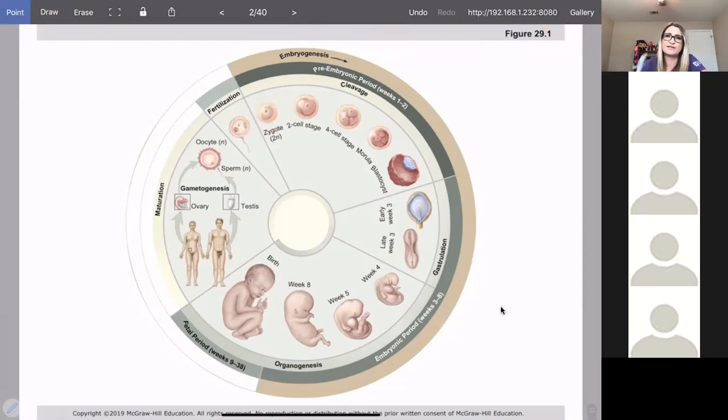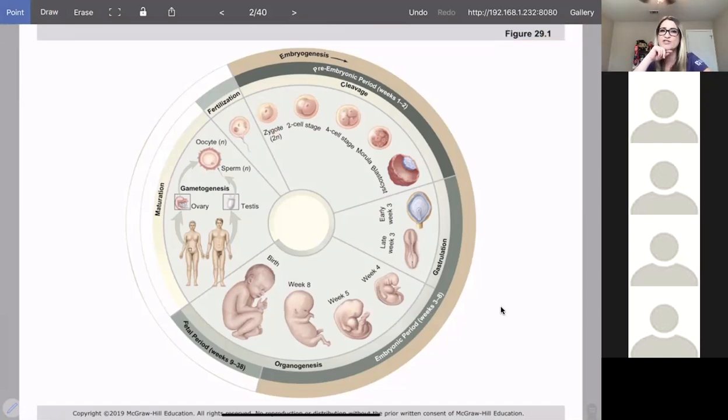The zygote will stay in this single cell phase for about 24 to 30 hours. So it's not going to divide right away. It's going to stay like this for 24 to 30 hours, and then it will divide. The division it goes through is a mitotic division. It's mitosis, and it's going to produce two identical cells.